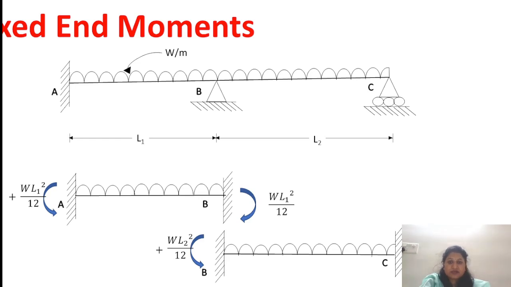Similarly, the entire beam is loaded with a UDL. So the formulae for the fixed end moments are the same for all the joints, that is WL square upon 12. For AB it is positive, and for BA it is negative.